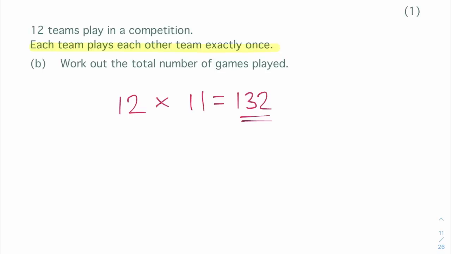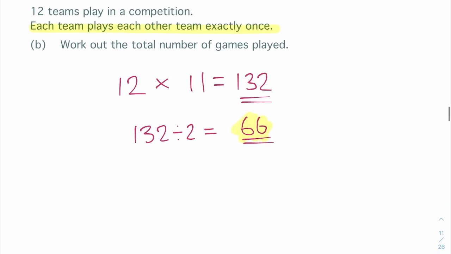So with this one, we actually have to halve our answer. So for this, we'd do 132 divided by 2, which will actually give us 66 games that are going to be played. So that's one of those interesting ones where you have to halve your answer, because actually we didn't want those double ups.